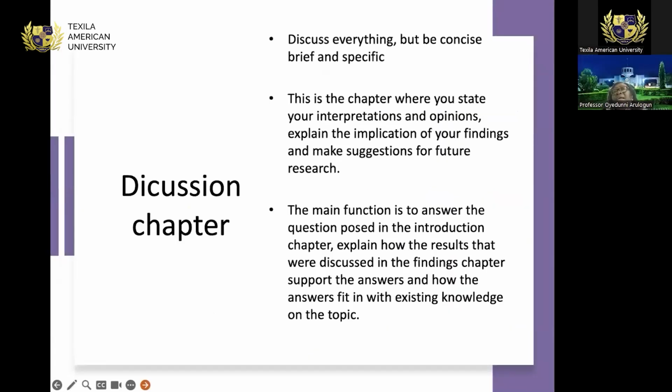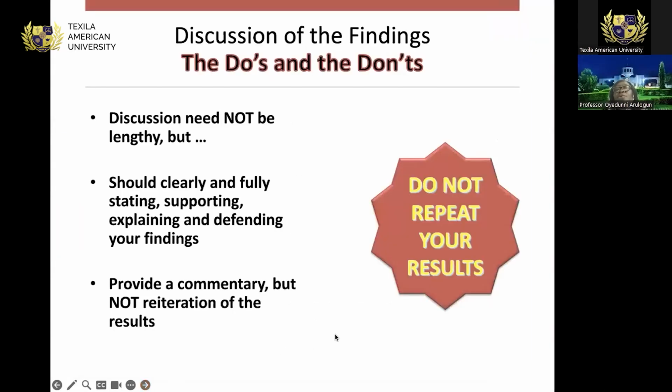So this is where you discuss everything, but we have to be succinct, concise, not too many words. It is in this chapter that we present our interpretations, our opinions, and the main function is to answer the question and explain why we have found what we have found. So don't repeat results. I've seen many theses that repeat results again in the discussion. No, you are not supposed to. You are just supposed to explain your findings. Don't repeat the results. It is important.